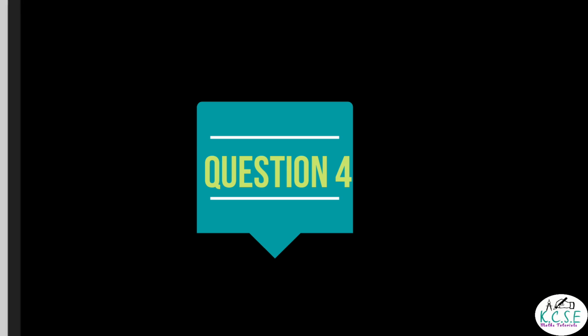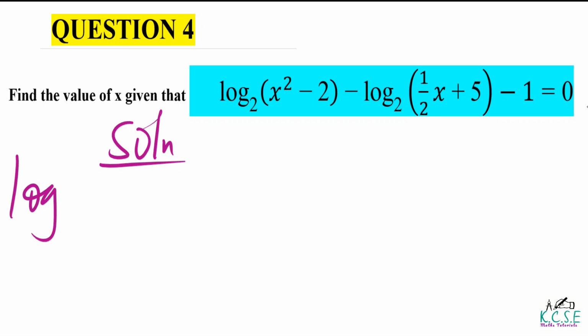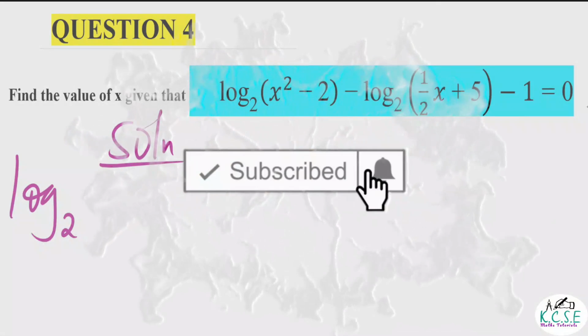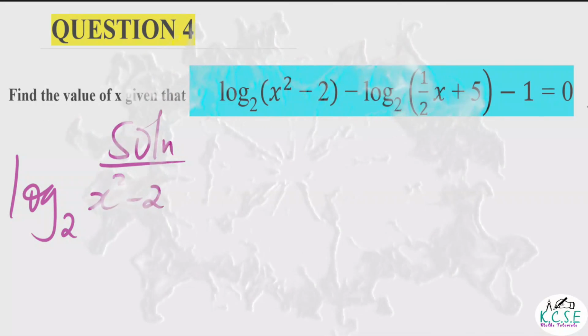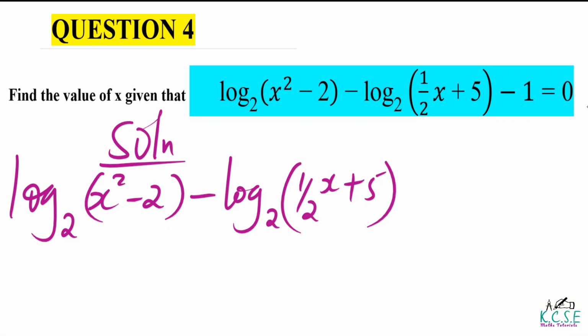Question number 4, find the value of x given that. This is the question that is given. So let's go to the solution. The first thing will be to take -1 to the right hand side. So we have logarithm base 2 of x squared minus 2 minus logarithm base 2 of half x plus 5 is equal to 1, when you take -1 to the right hand side.